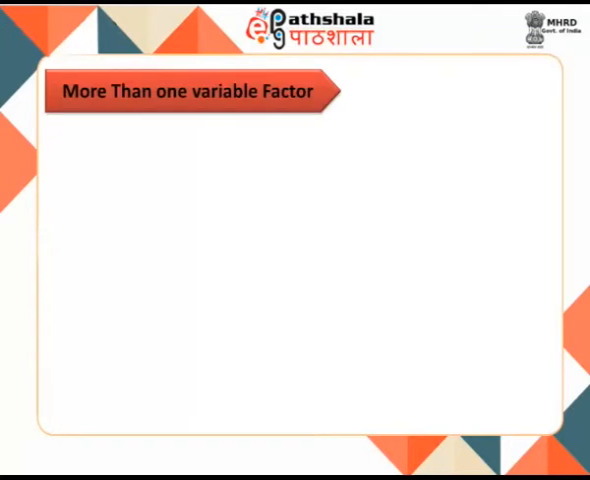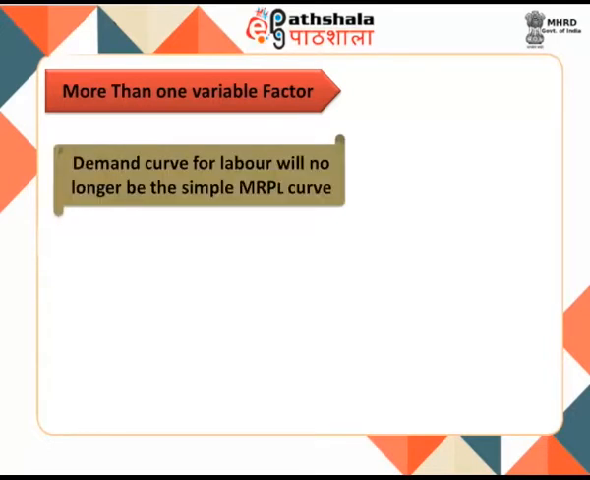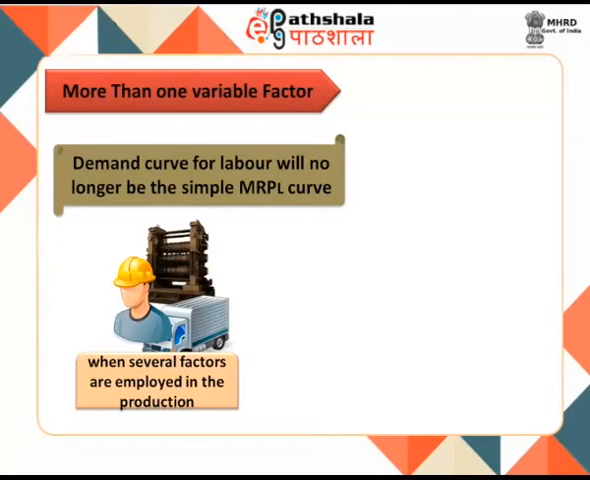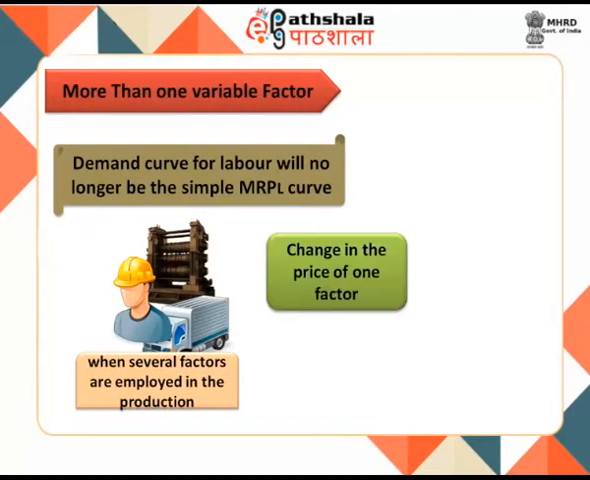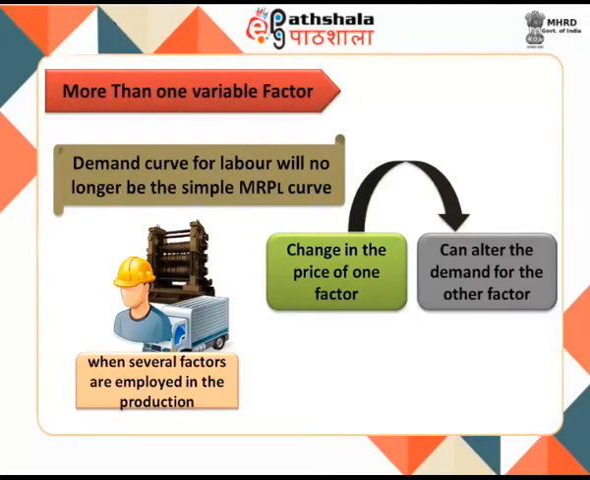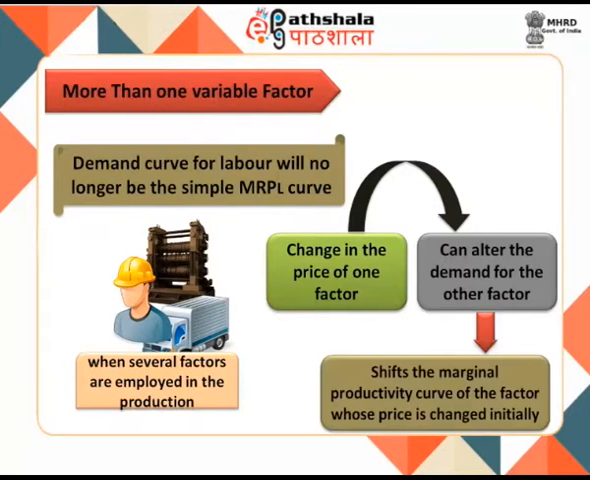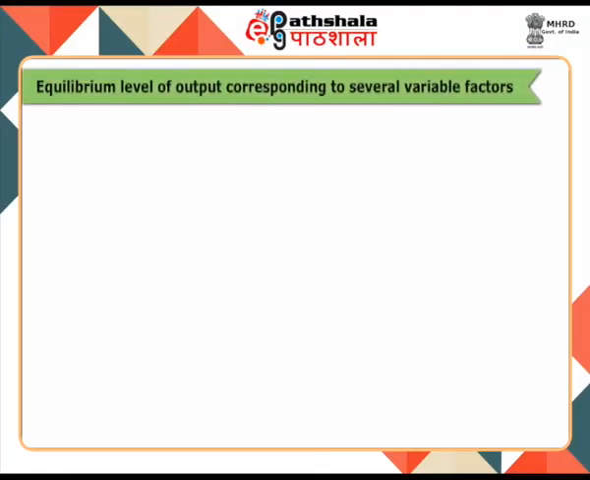In the case of more than one variable factor such as capital, in the long run, capital will also vary along with labor. The demand curve for labor will no longer be the simple MRPL curve. This is because when several factors are employed in production simultaneously, a change in the price of one factor can alter the demand for the other factor and in turn shift the marginal productivity curve of the factor whose price was changed initially. Now we will find the equilibrium level of output graphically corresponding to several variable factors.